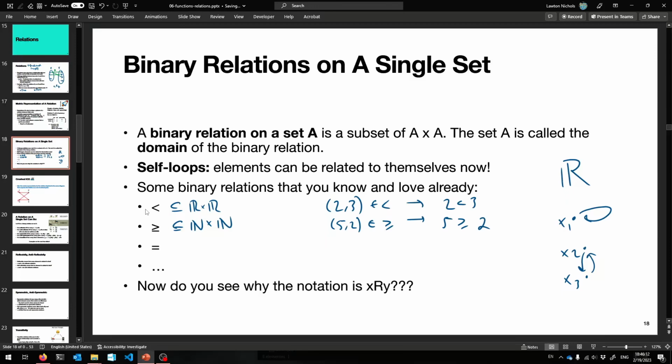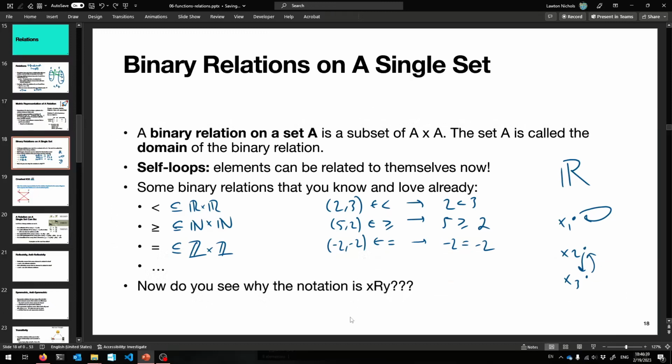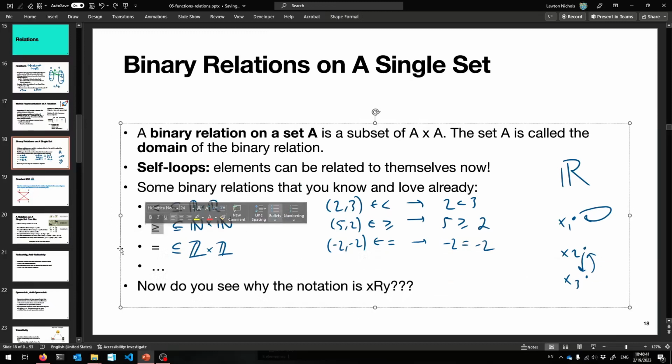Okay? You could make an equals relation on two sets of things, right? You can relate whole numbers and whole numbers. That's totally fine. And so -2, -2, those are related under the equality relation, aren't they? Because -2 is equal to -2. And so, again, the relation symbol is supposed to go in the middle. I hope you understand that the notation looks like this now for arbitrary relations. That's why we write it like that. We're going back to these ideas.